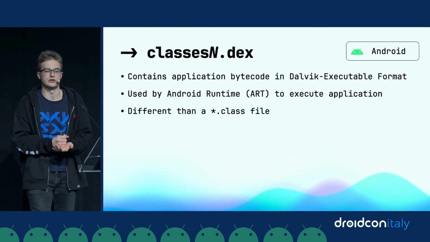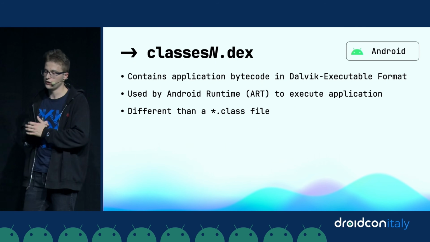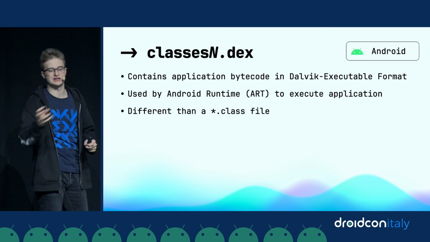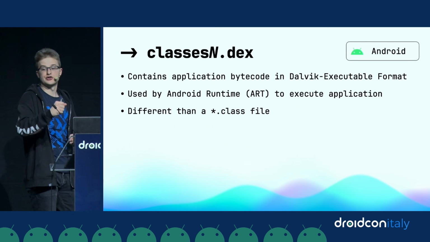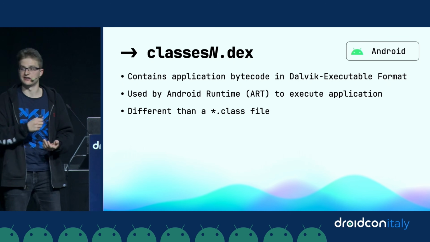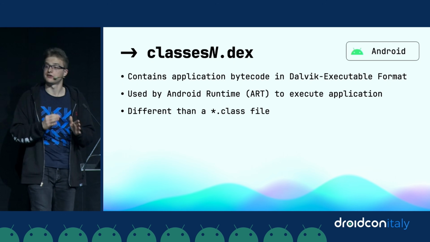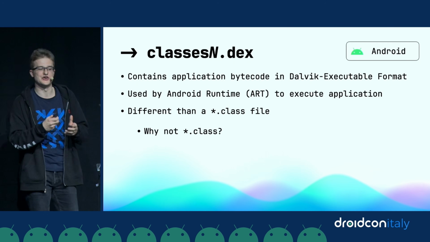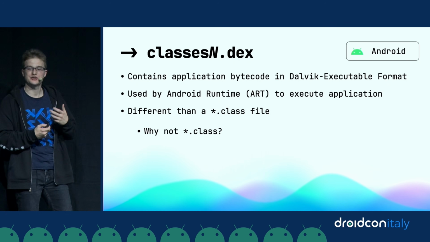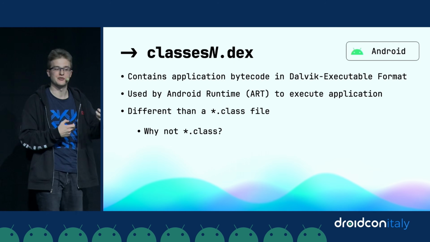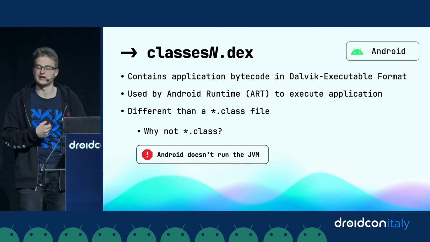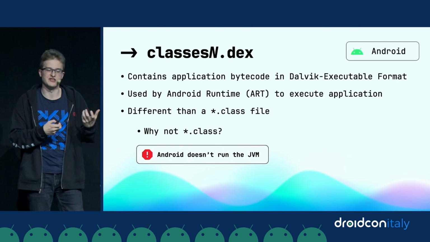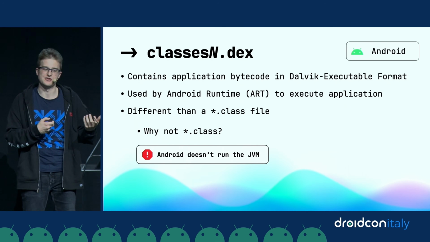And then we get to the classes.dex. Now, we've seen up till now that with Kotlin, we get out class files. And Android gets .dex files, which are Dalvik executables. It is actually a different format. So why doesn't Android execute class files? The reason it uses a custom format is because Android doesn't actually run the JVM. Some people think it's a proper JVM, but it's not a JVM inside an Android device.